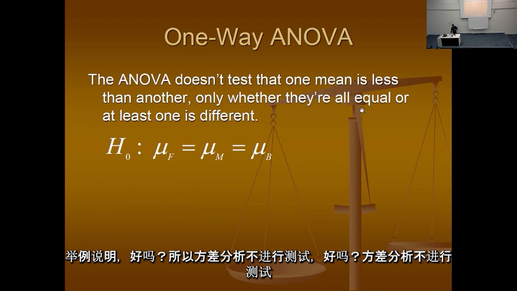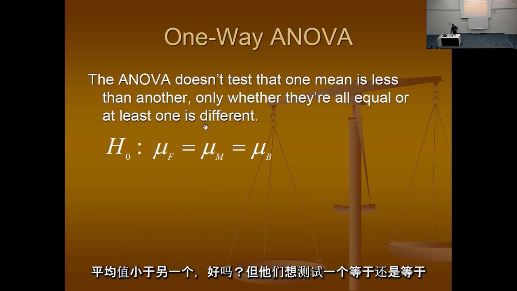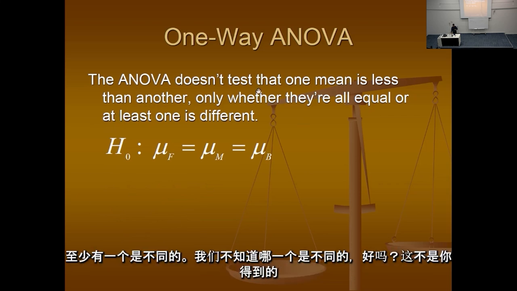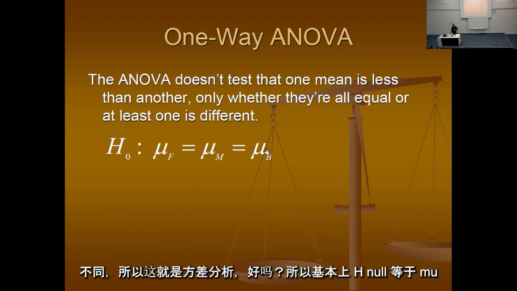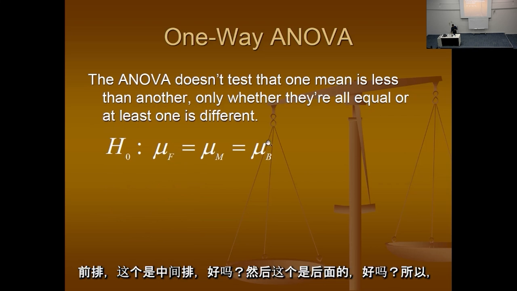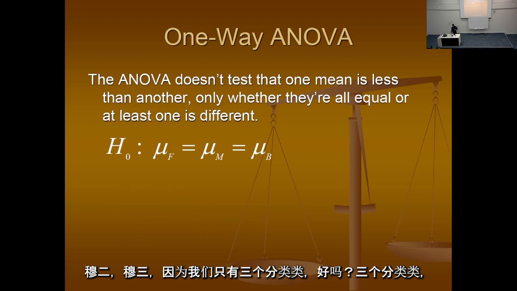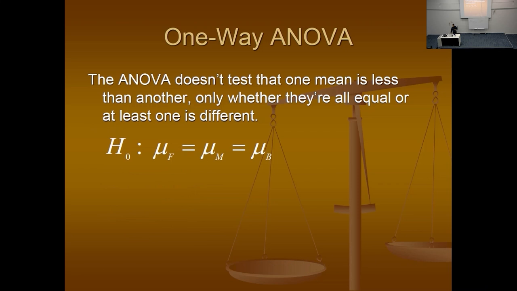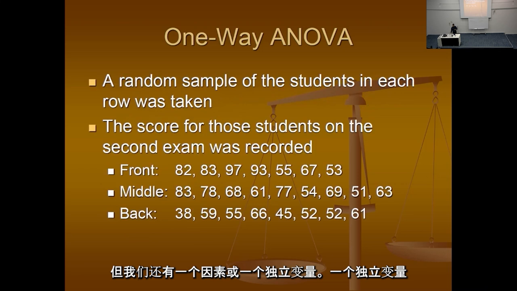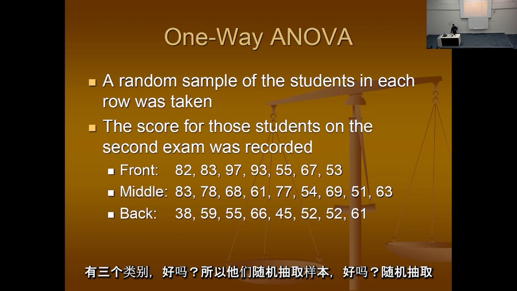ANOVA does not test whether one mean is less than another. It tests either that all are equal or that at least one is different. We don't know which one is different; as long as there is a difference, that is ANOVA. So H0: mu1 = mu2 = mu3 for the front, middle, and back rows, because we only have 3 categorical classes. We have 1 factor, or 1 independent variable, with 3 categorical classes.